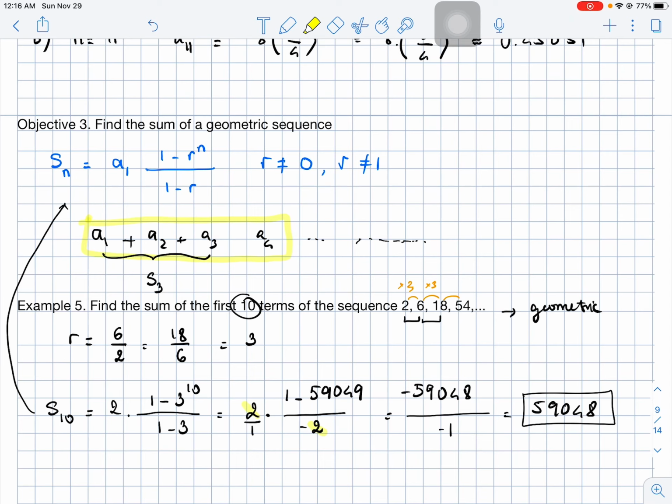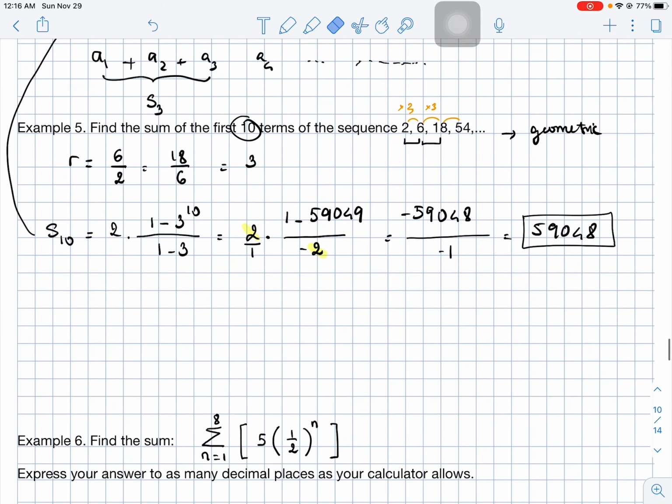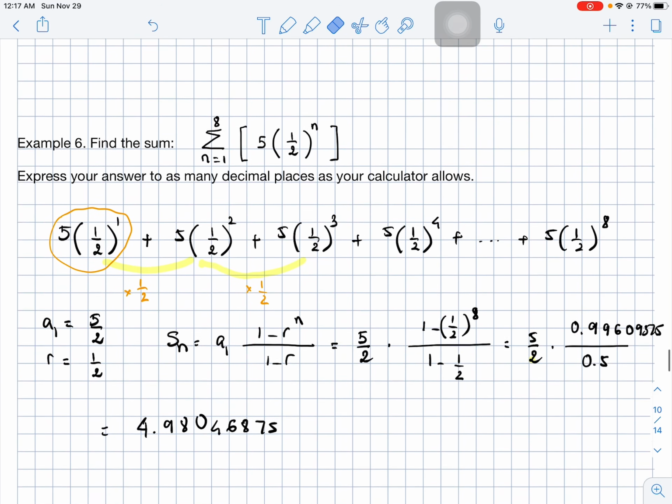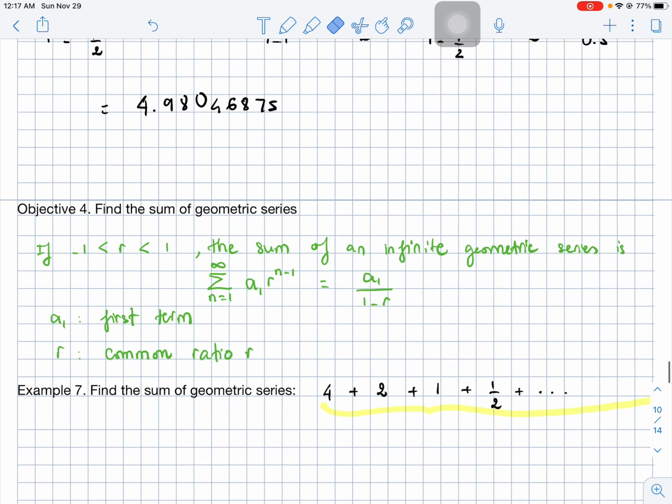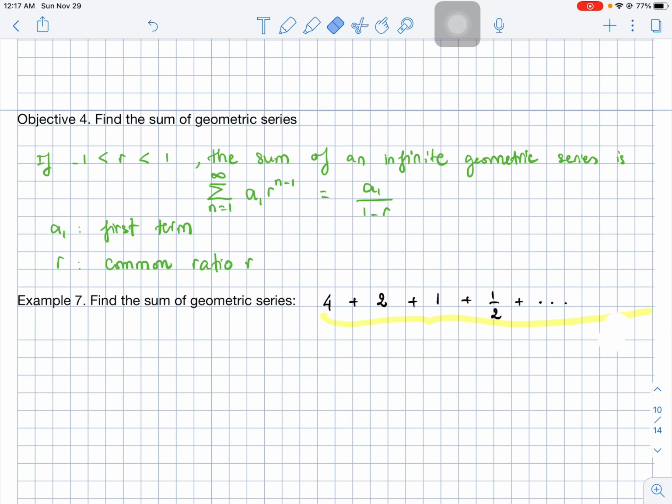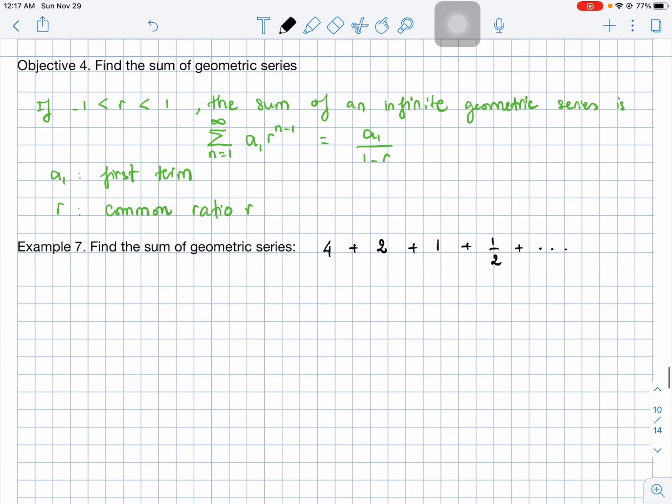Is it 10 of them? Is it 8 of them? Or is it 70 terms together? But in objective number 4, this goes forever. And we have the formula to add all of the numbers until they go very far away.